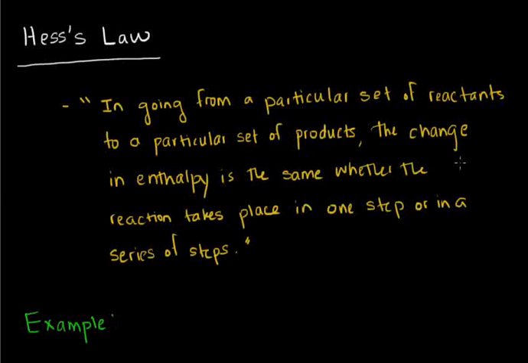What is Hess's law? Well, this is what Hess's law says. In going from a particular set of reactants to a particular set of products, the change in enthalpy is the same whether the reaction takes place in one step or in a series of steps. Now, I'll admit this definition is a little complicated, and without doing an example, it probably makes absolutely no sense to you. So let's just dive into a fairly simple example, and then we'll return to this definition and see if we can make some sense of it.